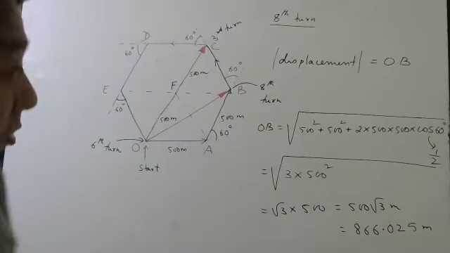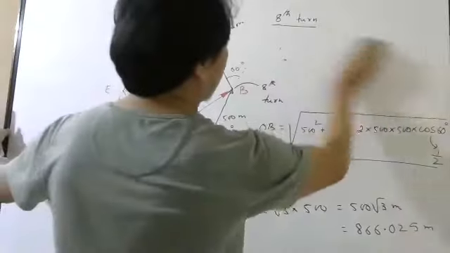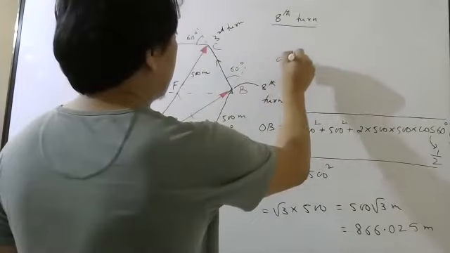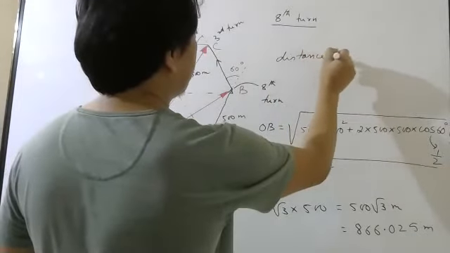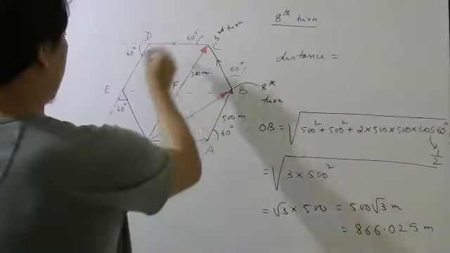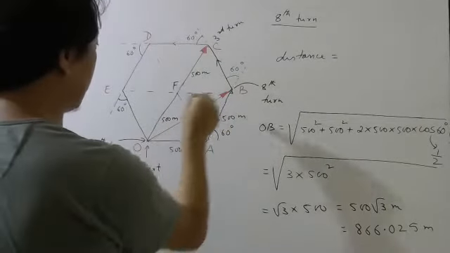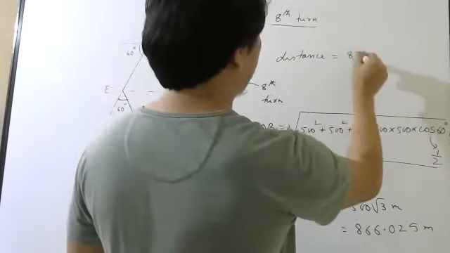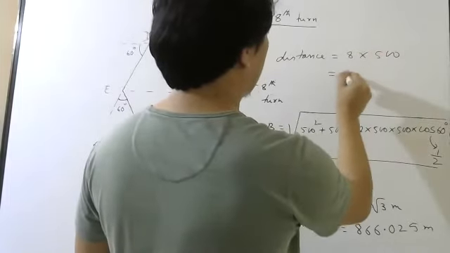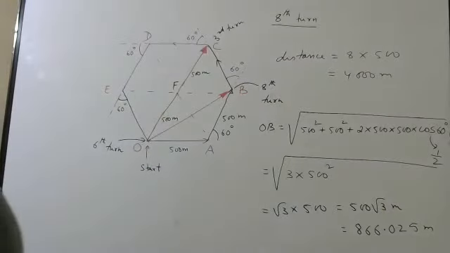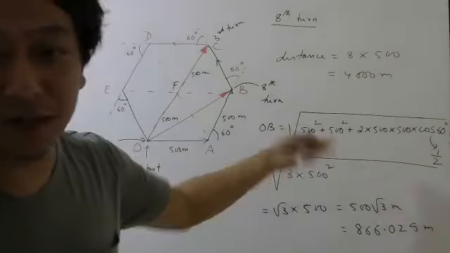Okay. What about distance? Distance will be 500, 500, 500, 500, again 500, again 500. So how many times? 6 times, 7 times, 8 times. So 8 times 500. That will be 4,000 meters. Okay. So I hope you will be able to do this. This is the more important part. Others are very easy.